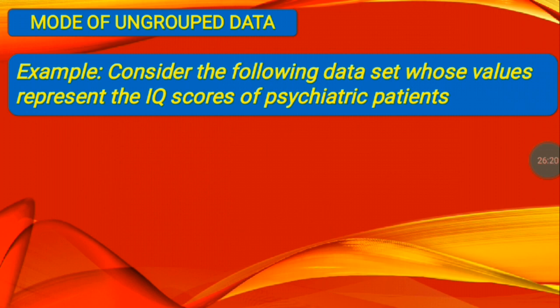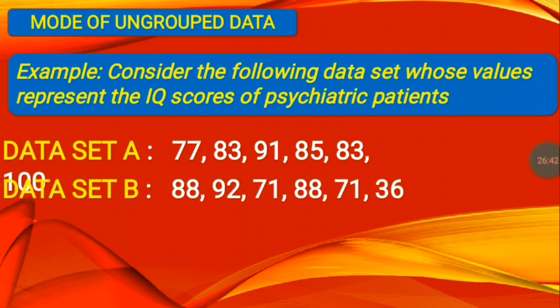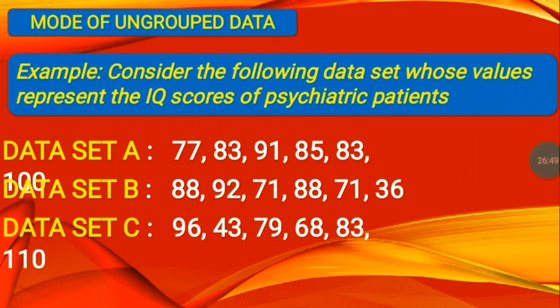So let's have an example. Let's start with the mode of ungrouped data. Consider the following data sets whose values represent the IQ scores of psychiatric patients. Data set A: 77, 83, 91, 85, 83, 100. Data set B: 88, 92, 71, 88, 71, 36. And data set C: 96, 43, 79, 68, 83, 110.